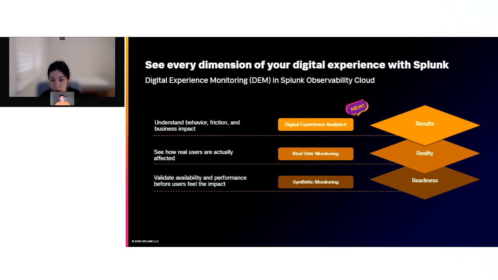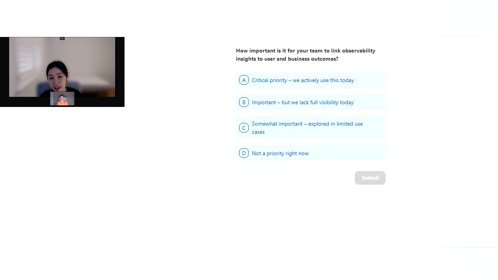And here we actually have a quick poll for everyone. We're very curious to understand how important is it for your team to link performance insights, observability insights to user and the business outcomes. Is it critical priority, important, somewhat important, or not a priority right now? So curious about where your team are at this stage. So we'll give everyone like 15 seconds to think about this and just click what applies to your team.